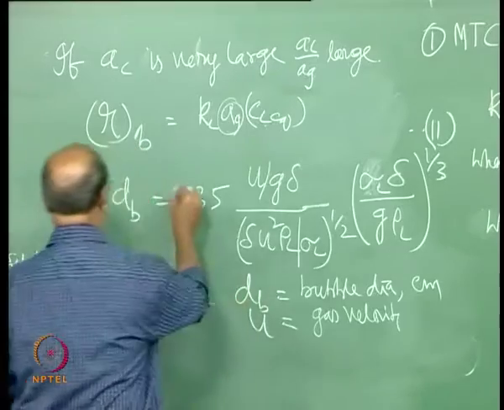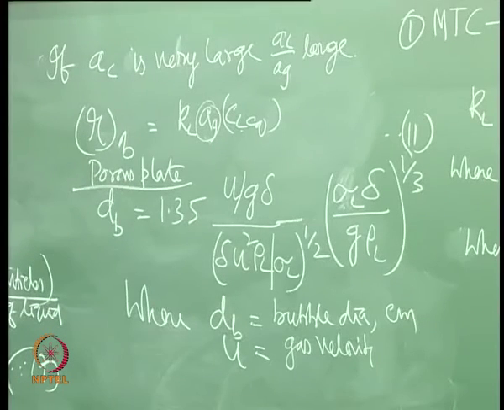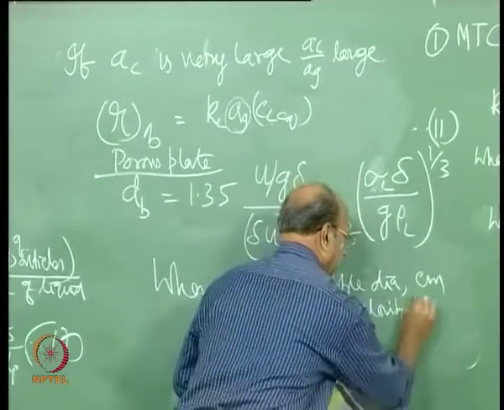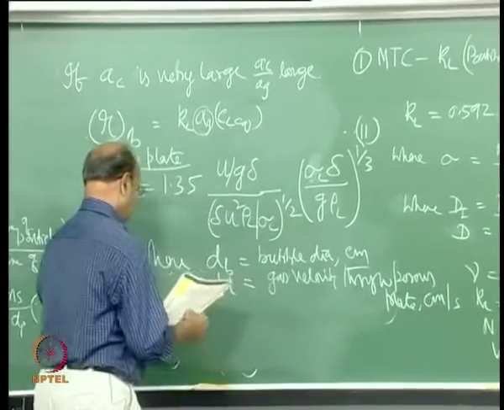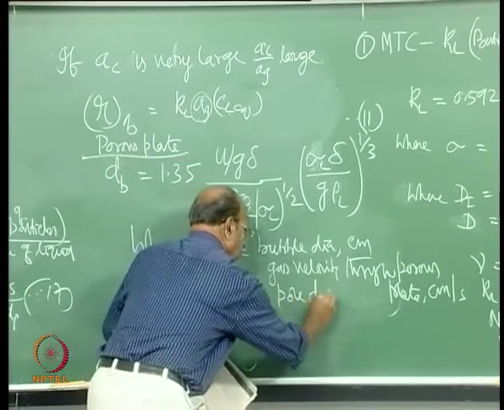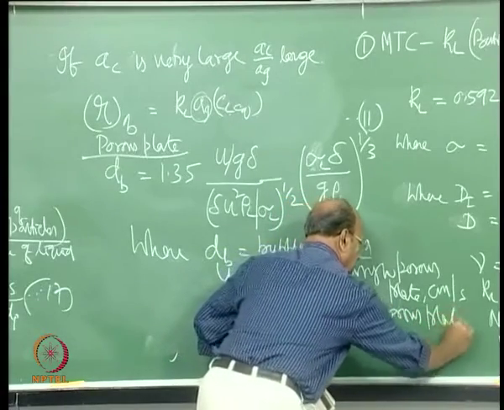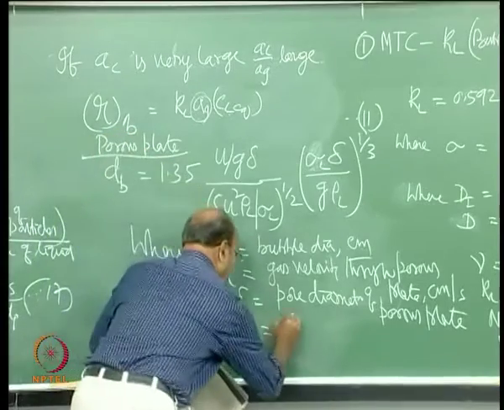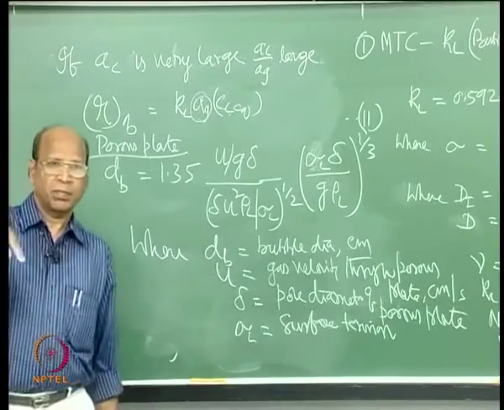This is only for a porous plate. Please remember a porous plate is different from a perforated plate. If you have a perforated plate, you will have a different correlation. So, U_G is the gas velocity through the porous plate, in centimeters per second. Then we have delta, the pore diameter of the porous plate. Then sigma_L here is used as surface tension, in dynes per centimeter.